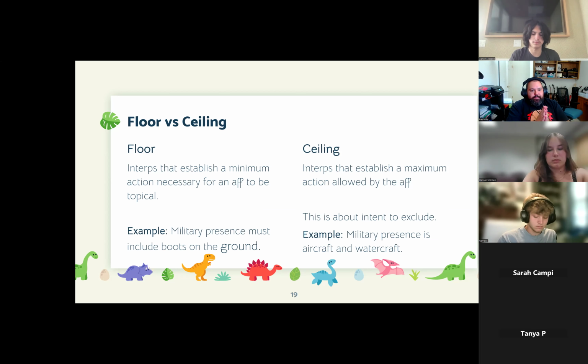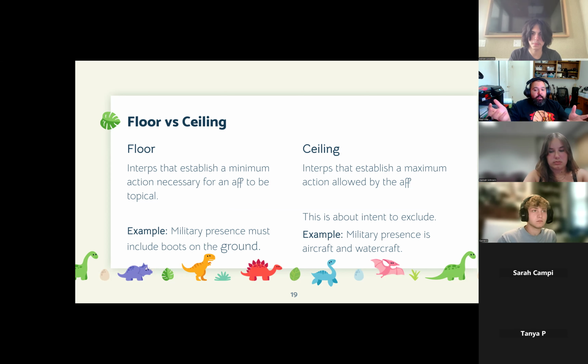Floor versus ceiling. This is like a Brenna and Tristan favorite, something that they've used quite effectively over the years. I think they might have even done this in the NPDA finals from 2024. Floor versus ceiling is the argument that in the case of floor, our interp establishes a minimum action necessary for the af to be topical. So this tends to come up if the definition's like military presence. Think about the LD topic. If your definition is military presence must include boots on the ground, it only counts if you send in troops. You can send in tanks, you can send in airplanes, but you must send in troops to be deployed on the ground. That's a floor.